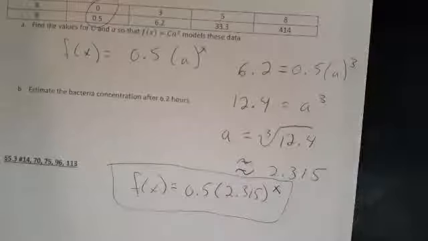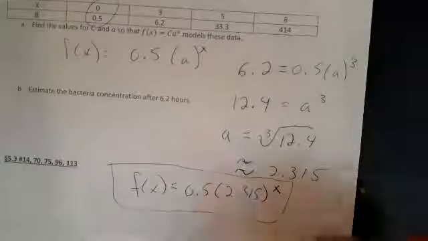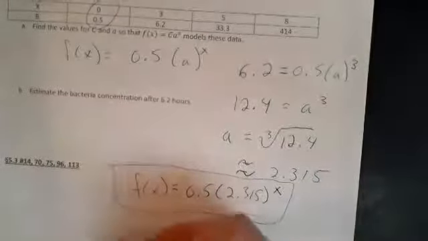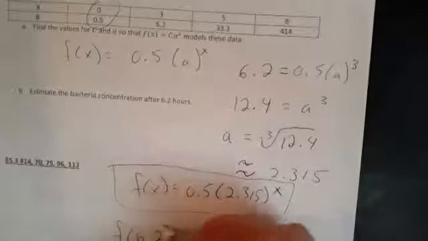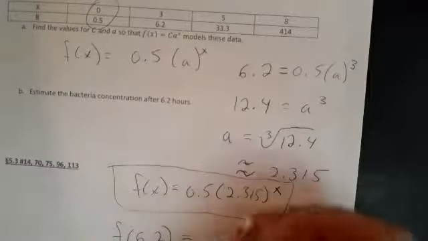Part B, they're giving me 6.2 hours. That should be an x quantity, because my other quantity is telling me how many billions per liter of bacteria that I have. And so if I want to do this, I want to plug in for part B, I want to plug in 6.2. So I'm evaluating this function at 6.2.